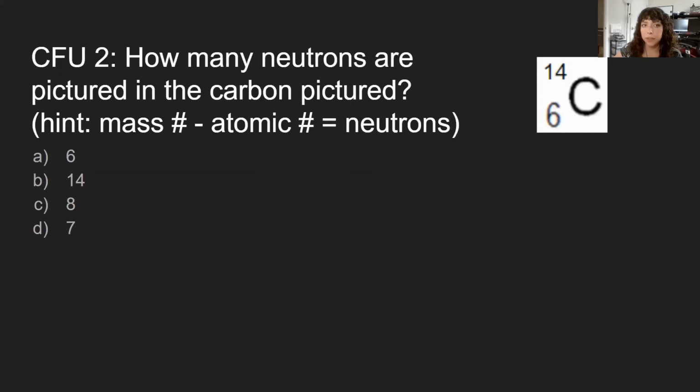Pause the video and try to answer this check for understanding, given what we've looked over before. How many neutrons are pictured in the carbon atom to the right? Remember, mass number minus atomic number equals the number of neutrons. Go ahead and pause. All right, 14 minus 6 equals 8. Our answer is C.